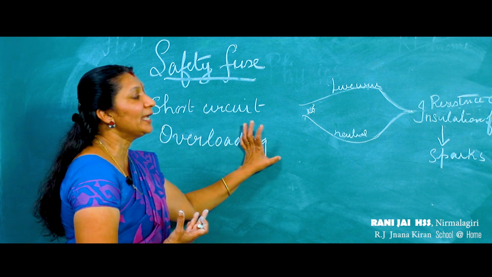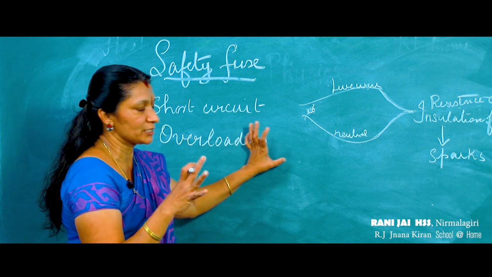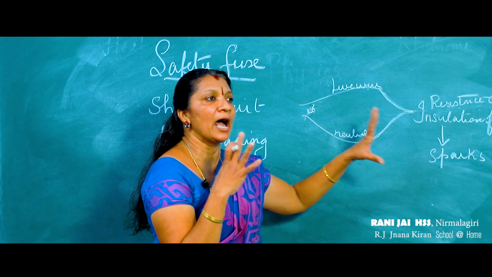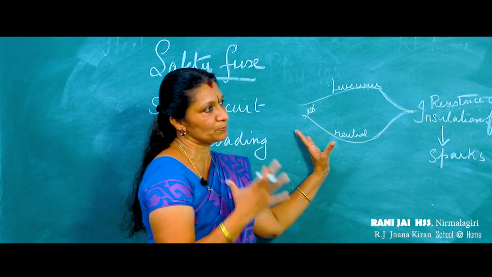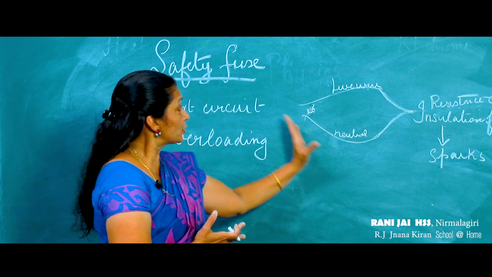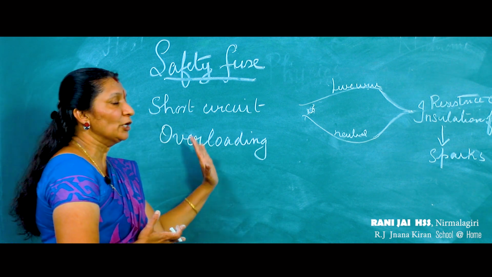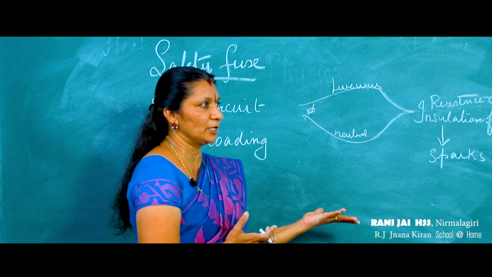So automatically again what will happen? It will be causing sparks. As a result, the current flow will be more. As a result, it causes what is called short circuiting again. So due to the short circuiting and overloading, a lot of damage may be caused to the buildings.